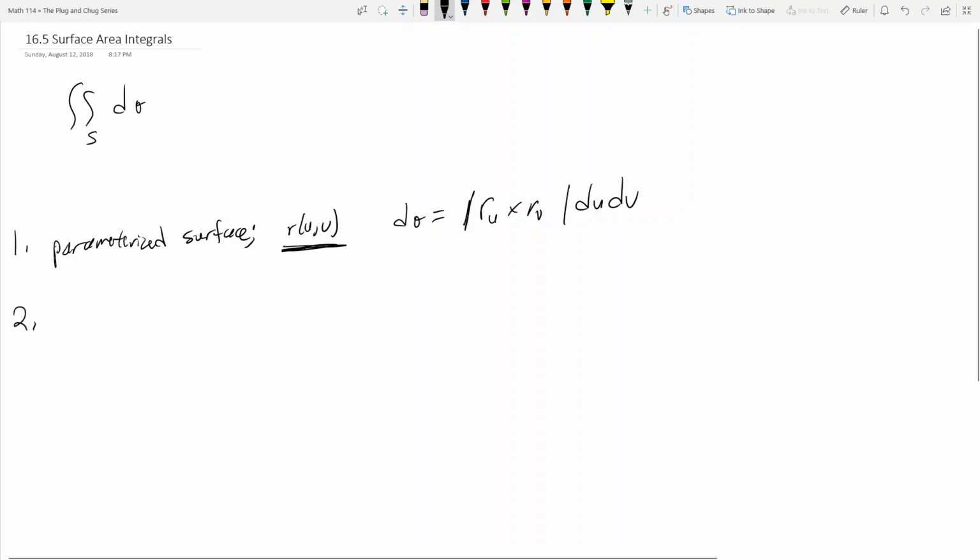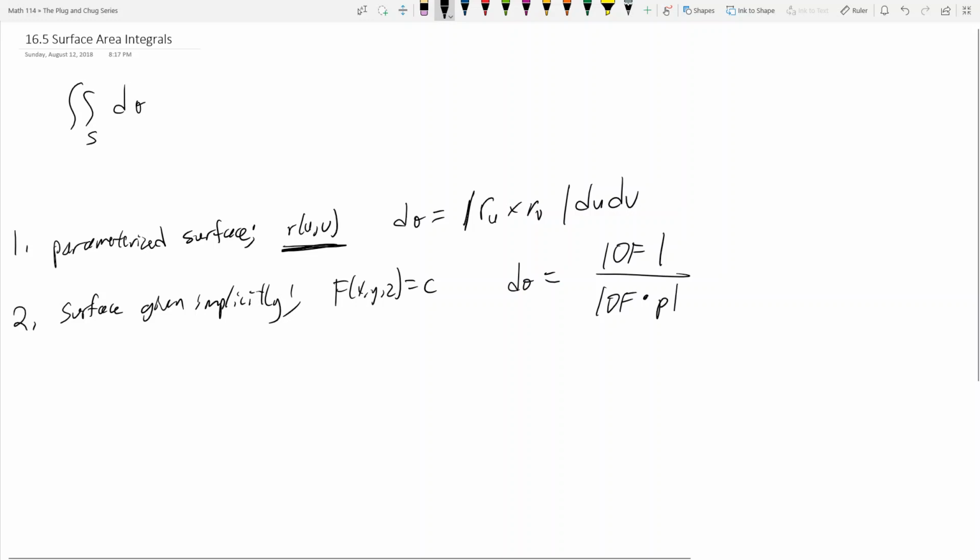That's the first case. The second scenario is when you have a surface given implicitly. What do I mean by a surface given implicitly? You can think of it as if you have a function of x, y, z, and it's equal to some constant. If that's the case, then d sigma is equal to the gradient of f divided by the gradient of f dot p, where p is the outward normal vector. And of course I'm missing dA, where dA is dx dy or dy dx.